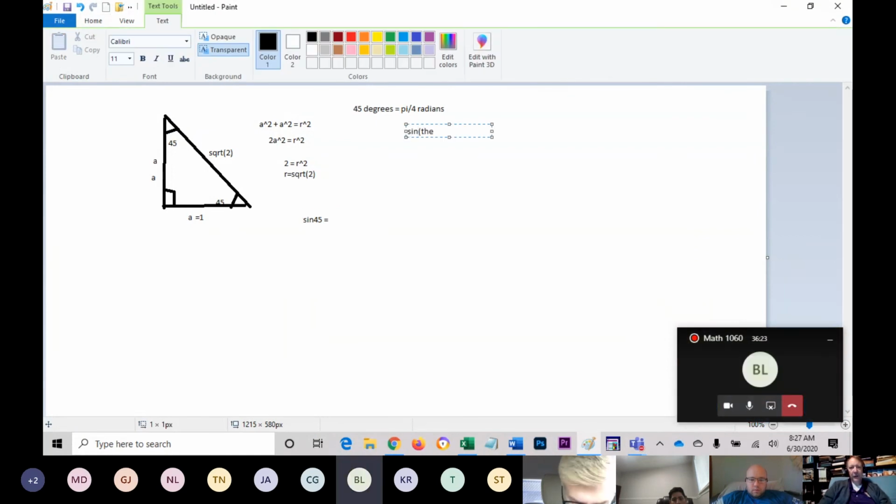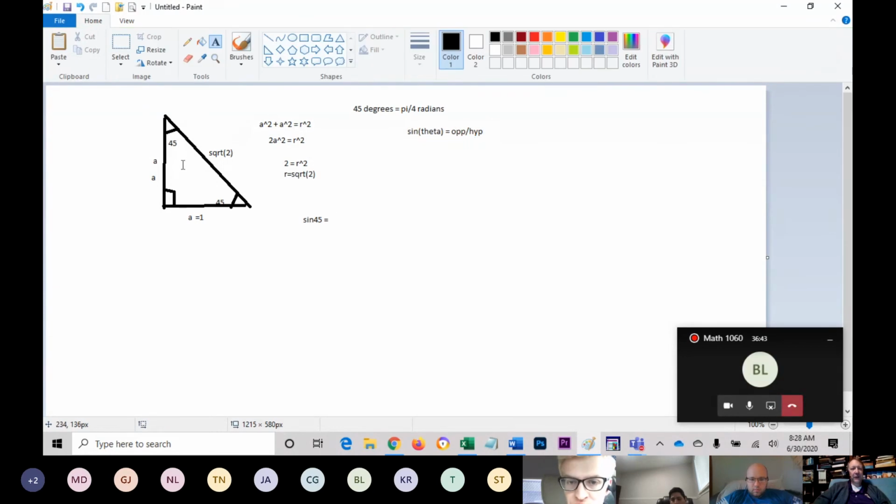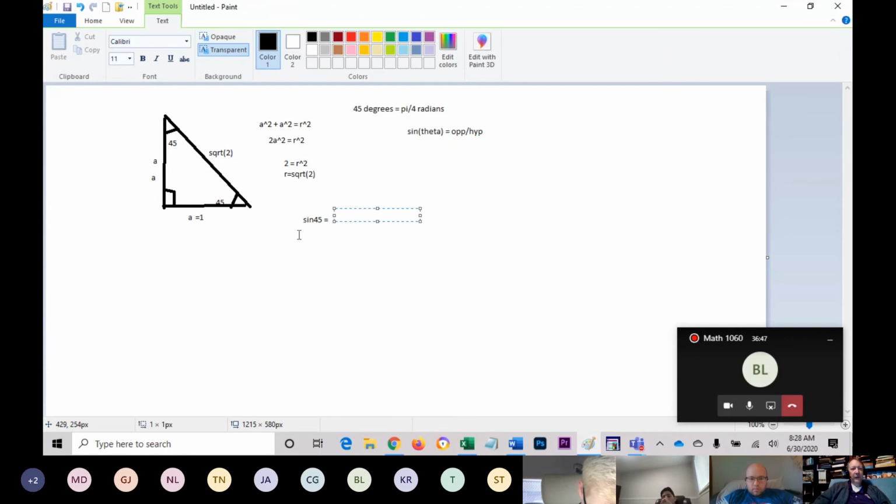Sine is opposite over adjacent. Nope. Or hypotenuse. I always kid. Yeah. Sorry. Don't mess those up. That's going to be very important for the whole class. Okay. So if the sine is opposite over the hypotenuse, so in this isosceles right triangle, what would be the sine of 45 degrees?